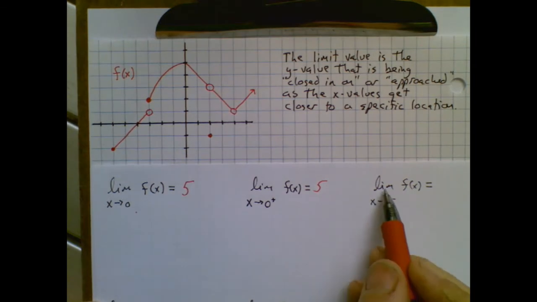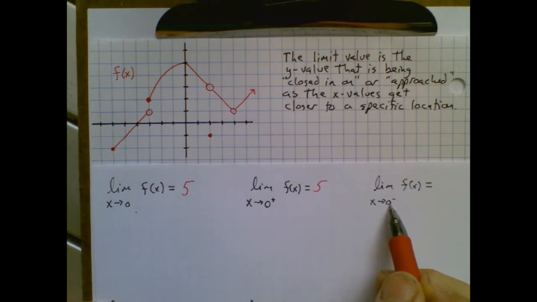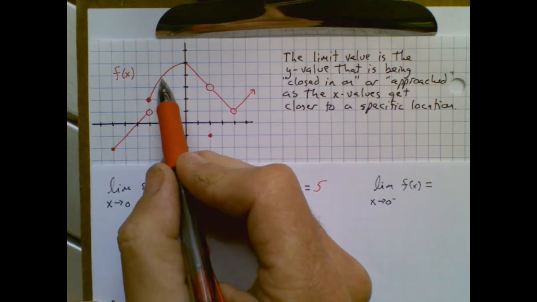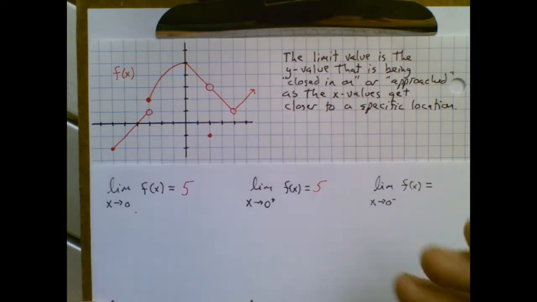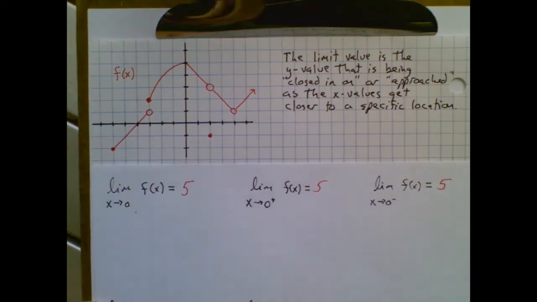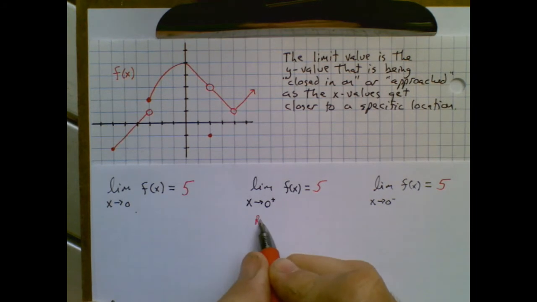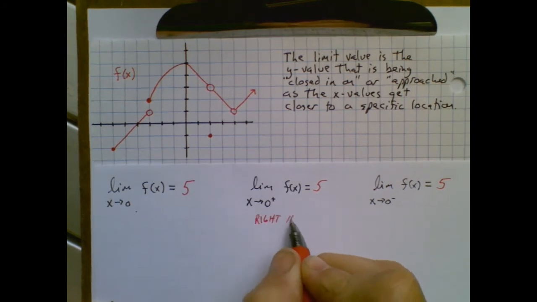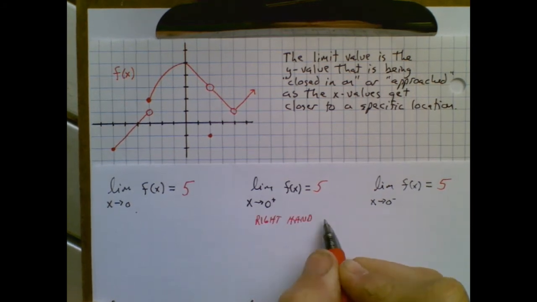This over here says limit as x approaches 0 from the left of f of x. Well, that's your left-hand limit. We're approaching from the negative side, which in math is the left side, and so that's what we did before. So we have what's called a right-hand limit and a left-hand limit.